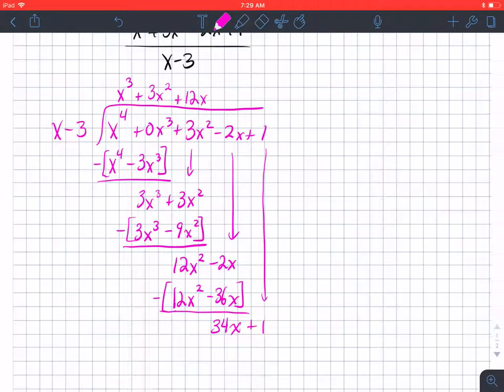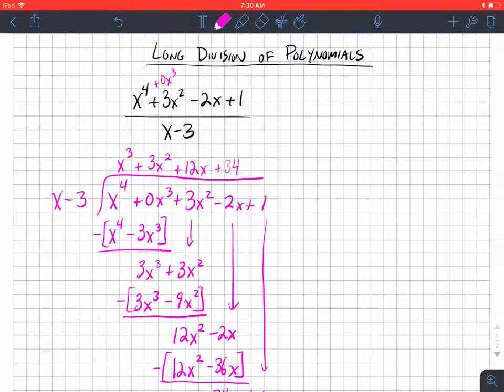So then, repeating this structure once again, x goes into 34x 34 times. And then 34 times the quantity x minus 3 is 34x. And then 34 times negative 3 is negative 102. I subtract away the quantity. And I get 1 minus a negative 102, which is 103. And that's my remainder in this case.